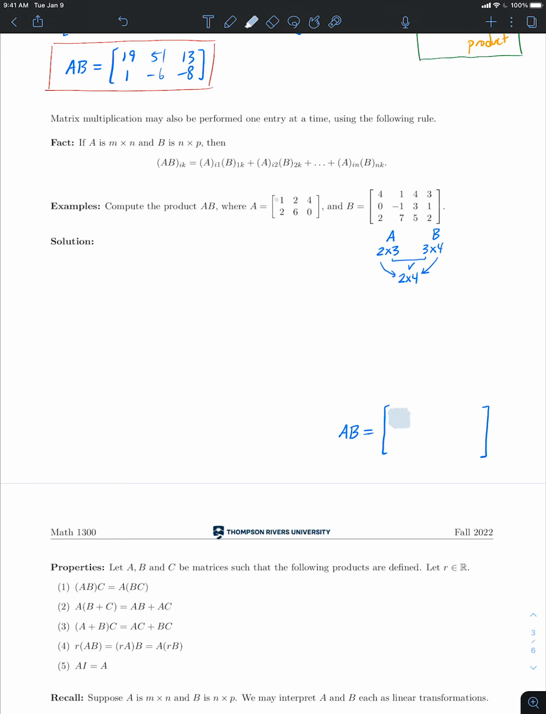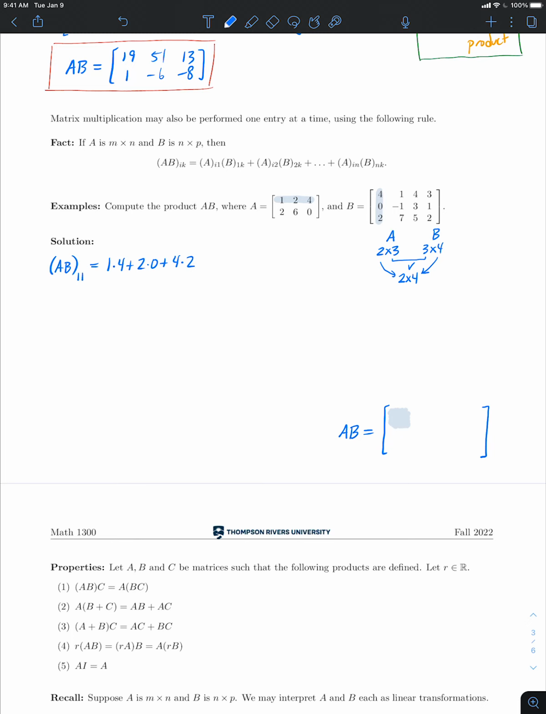What you'll see is that you're just taking these entries and these entries, and pairing them off in products. Like the 1 and the 4 are getting multiplied. Then the 2 and the 0 are getting multiplied. And then the 4 and the 2 are getting multiplied. Then you're adding up those products, and the result is going to be the number that you put right here. So let's actually try it. We'll write it out carefully. The product AB, and we want the entry in the first row and the first column, is going to be 1 times 4 plus 2 times 0 plus 4 times 2.